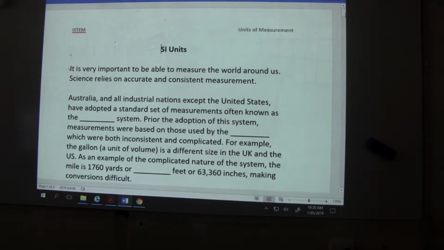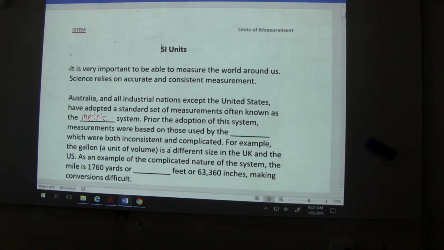So, SI units. It is very important to be able to measure the world around us. Science relies on accurate and consistent measurement. Australia and all other nations except the United States have adopted a standard set of measurements known as the what system? What system of measurements do we use? Metric.